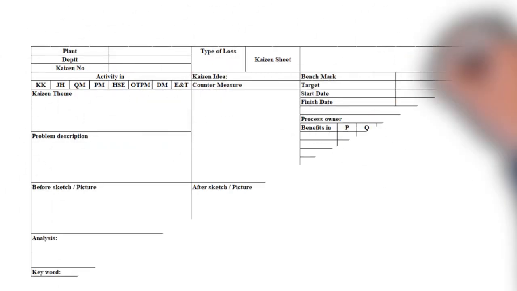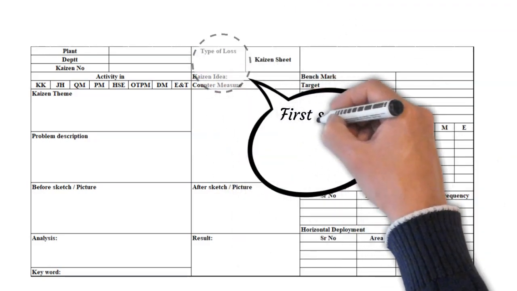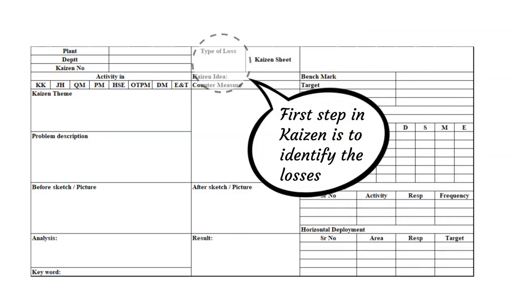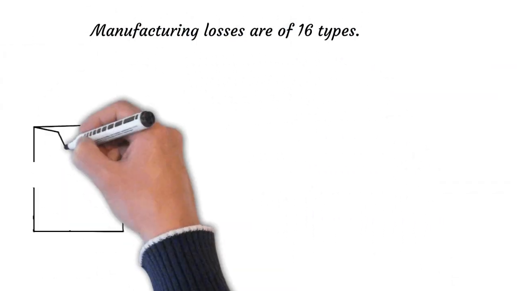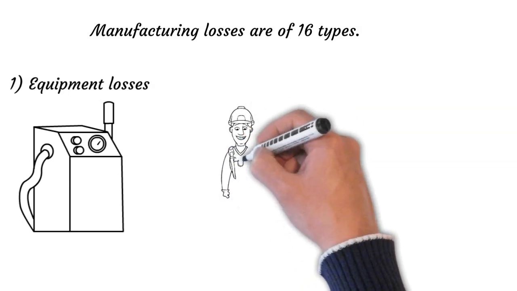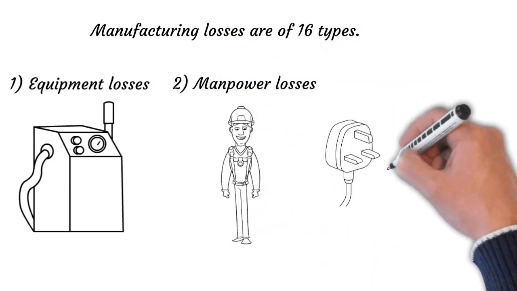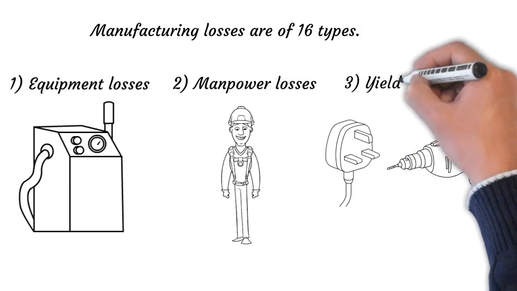First step in Kaizen is to identify the losses. But how to identify the losses? Let's have a look. Manufacturing losses are of 16 types and can be grouped into three categories: equipment losses, manpower losses, yield, energy, or tooling losses.